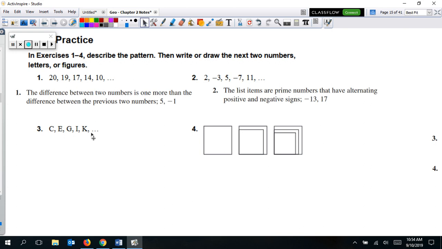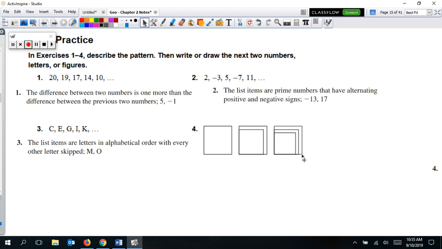Number 3 here with these letters, you can see it's basically the alphabet, but you're just skipping 1 every time, right? C, skip D, E, skip F, G, skip H, and so on. So K, skip L, and the next one should be M. So J, K, L, M, right? Skip L, then M. So M is the next, skip N, then O will be the next one after that.